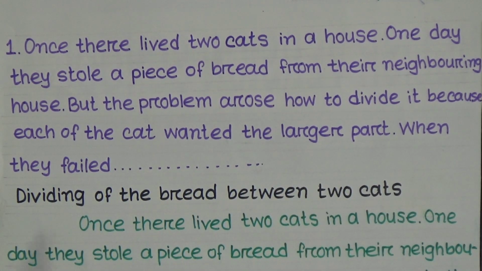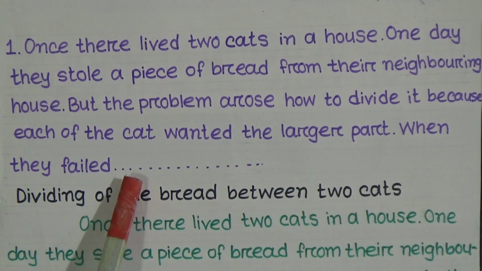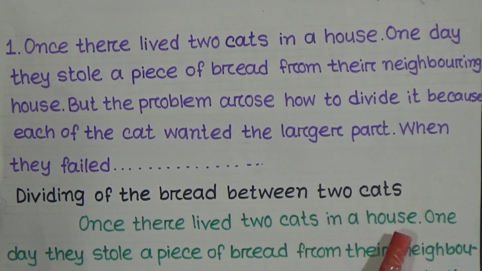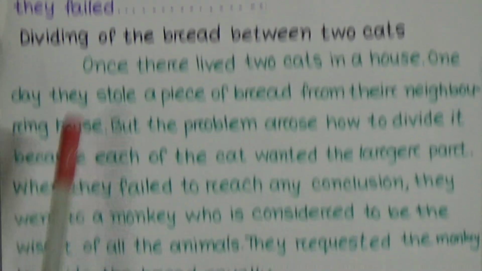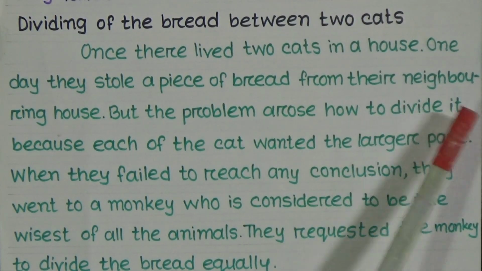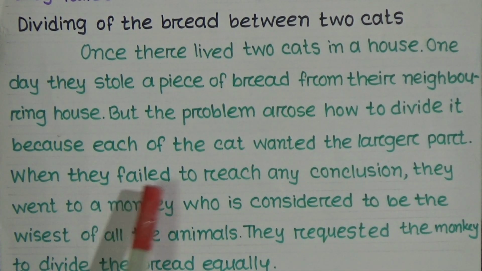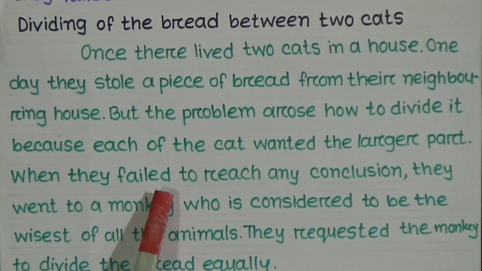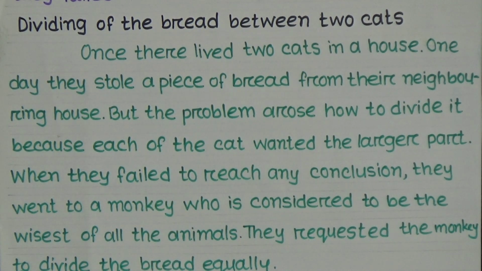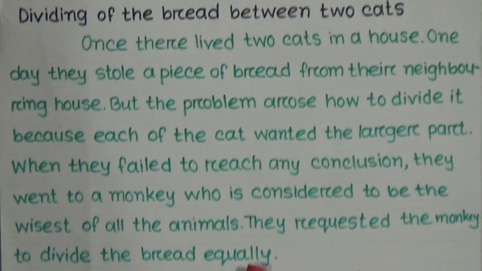Then we will write the given portion that is given in your question. Once there lived two cats in a house. One day they stole a piece of bread from their neighboring house. But the problem arose how to divide it because each of the cats wanted the larger part. When they failed to reach any conclusion, they went to a monkey who is considered to be the wisest of all the animals. They requested the monkey to divide the bread equally.